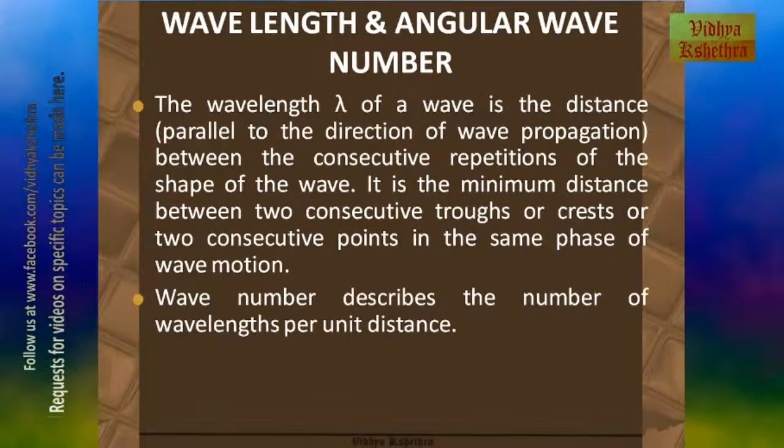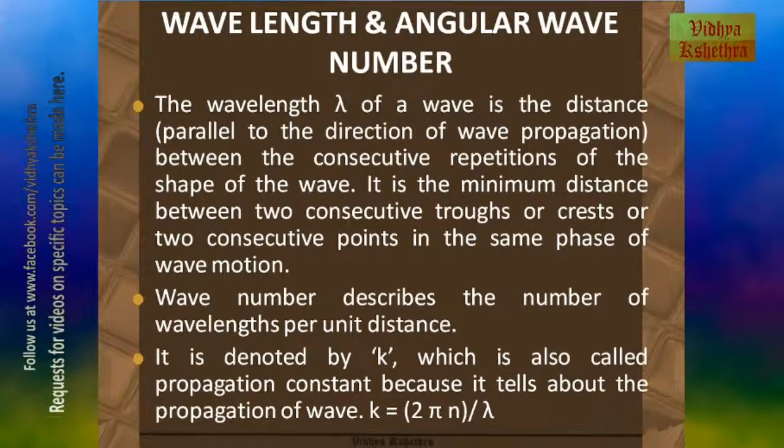Angular wave number describes the number of wavelengths per unit distance. It is denoted by k, which is also called propagation constant because it tells about the propagation of the wave. And the formula for wave number is k = 2 pi n by lambda, where the value of n may be any natural number starting from 1.